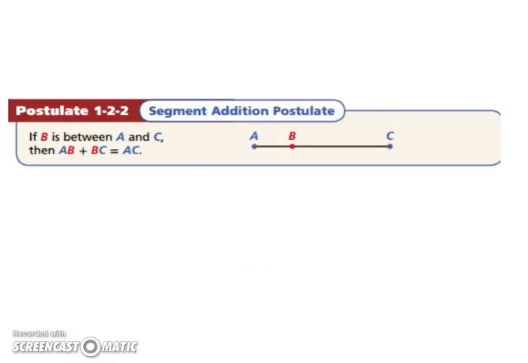Let's look at the segment addition postulate. If B is between A and C, then if you add AB together and then you add BC together, you'll get your total. So one of the little pieces plus one of the little pieces will give you the whole thing. Let's try some examples.